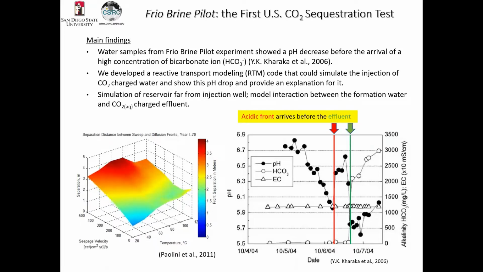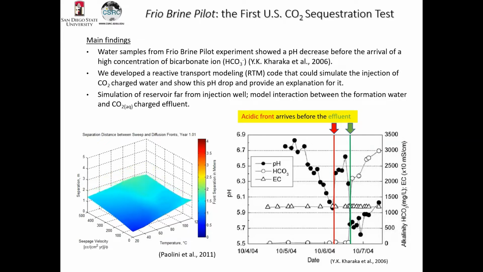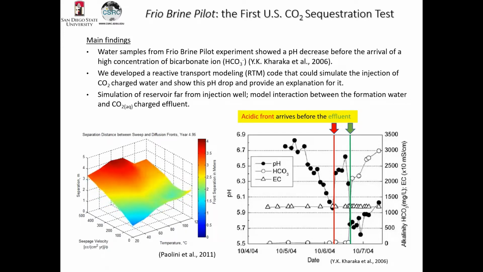Now the question is, how can we simulate this numerically and have an explanation of why this is occurring? Over here on this plot, I plotted the predicted separation distance. On the z-axis is the predicted difference in meters between the acidic front and the bulk coming. We predicted through simulation that this distance varies as a function of temperature and what's called the seepage velocity, which is the flux through the porous medium. So that's variable.